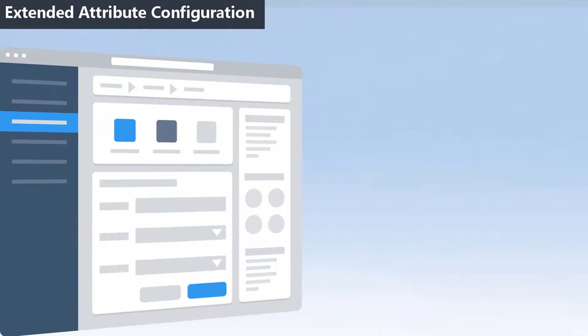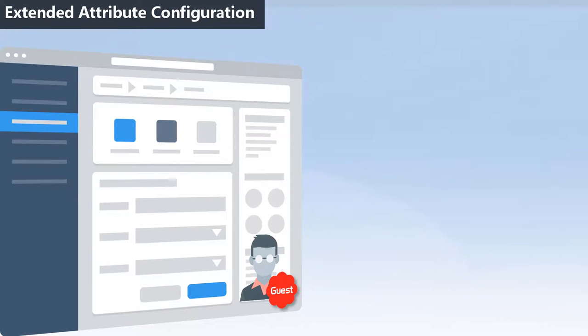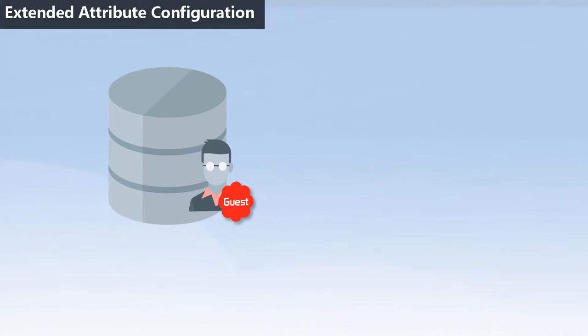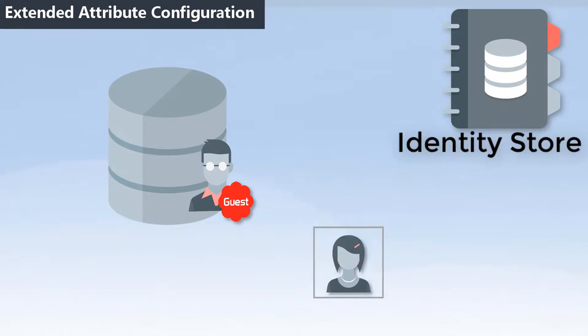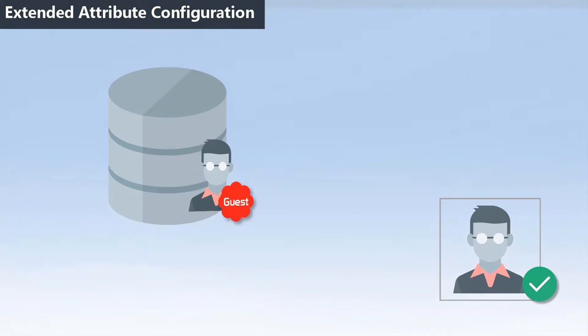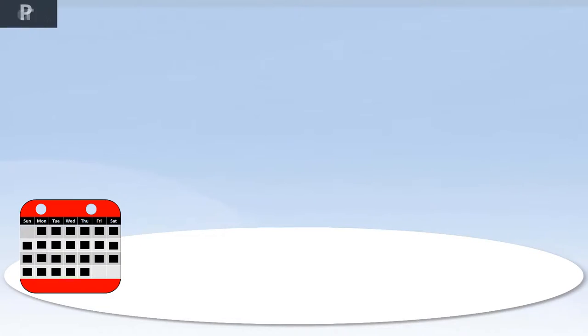With extended attribute configuration, a site visitor is stored as a guest when no matching profile is found in the profile provider's database. His or her interests are captured and stored in the local database. When sufficient information is gathered, it cross-verifies the guest with users in other identity stores. When it finds matching data, the guest is added as an available user to the profile provider database.